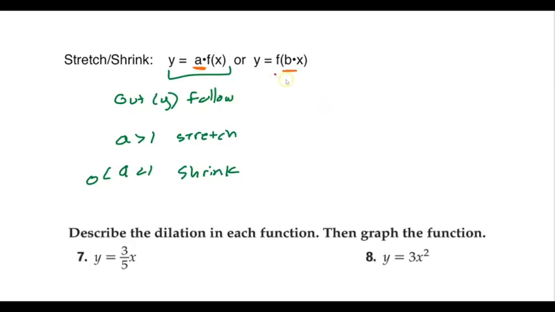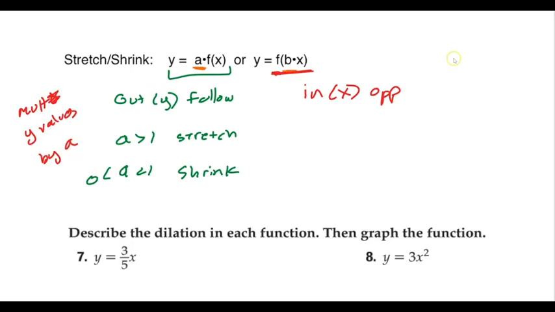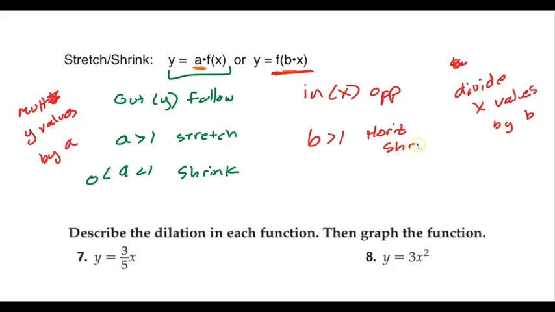On the inside x opposite, this is a little tougher. In the outside one, we multiply y values by a. In this one, we're going to divide inside opposite. We're going to divide x values by b. And in this case, it's the opposite. If b is bigger than 1, it's actually a horizontal shrink because you're dividing by a big number. You're dividing by 5, you get smaller.